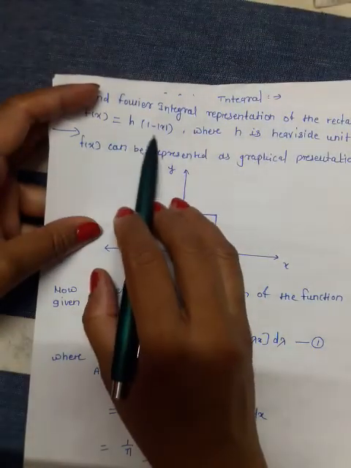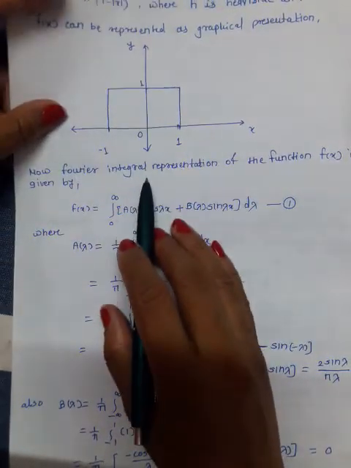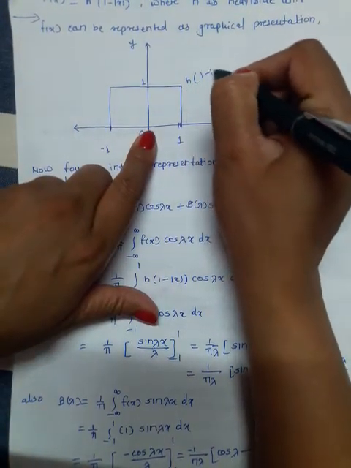Now the Heaviside unit step function lies between minus 1 to plus 1. This is the graph of this function. What is this graph? The Heaviside unit step function of 1 minus mod x.